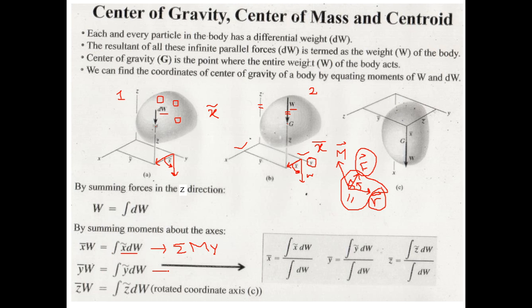And similarly, we now sum the moment about the x-axis, using figure 1 and figure 2. If you sum the moment of this force W about the x-axis, its moment arm will be y dash, this is the moment arm from the x-axis. We join the tails and say that this is a clockwise moment. So this moment is y bar times W. And similarly, this dw will also have a moment about the x-axis, and its moment arm is y tilde.